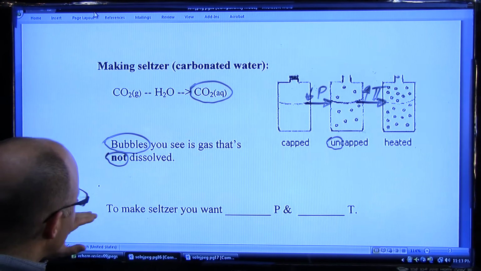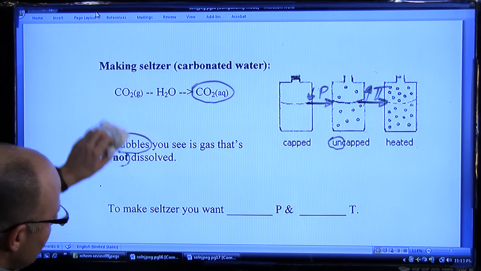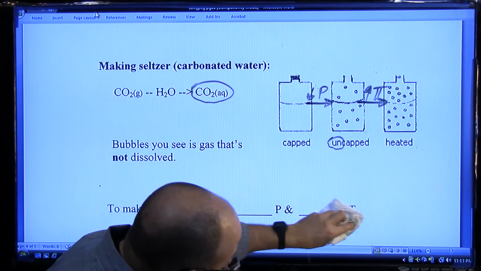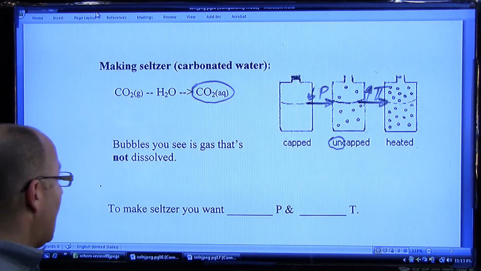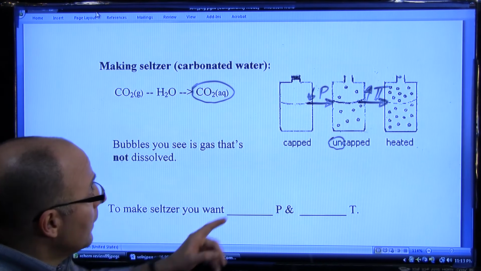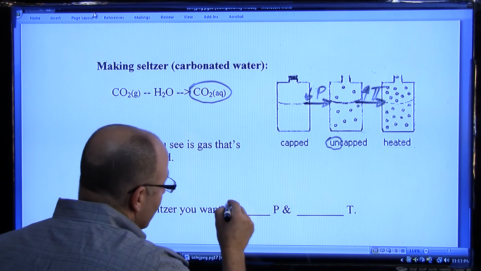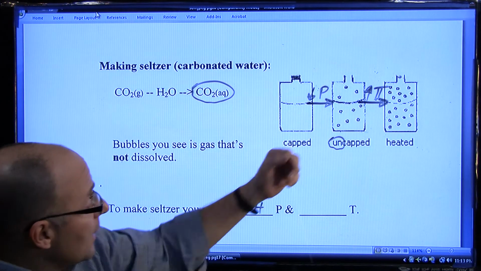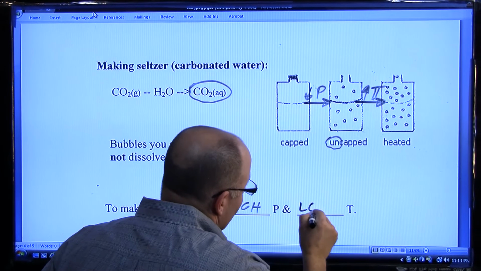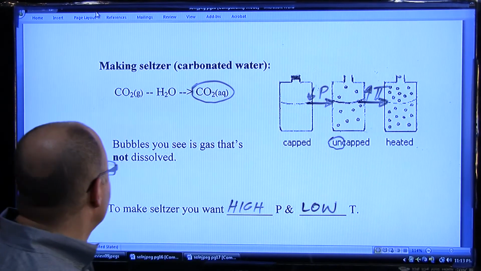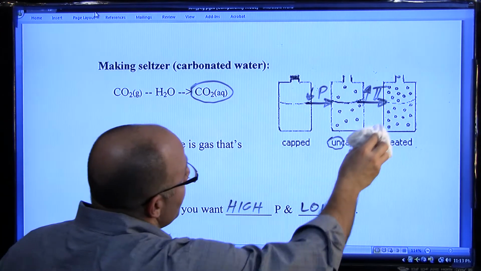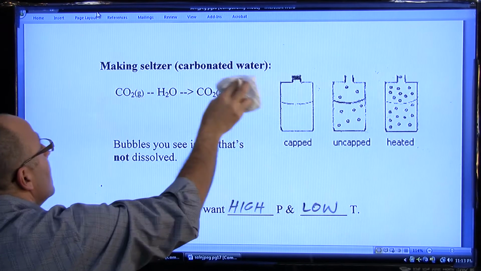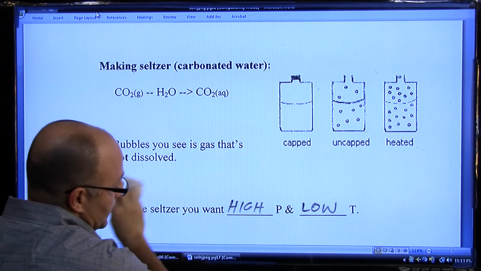All right, so when someone manufactures seltzer, what you want is just the reverse of these two factors. So to make seltzer, you want not a low pressure, but a high pressure. And the opposite of this, a low temperature. And what's true for CO2, of course, applies to all other gases.